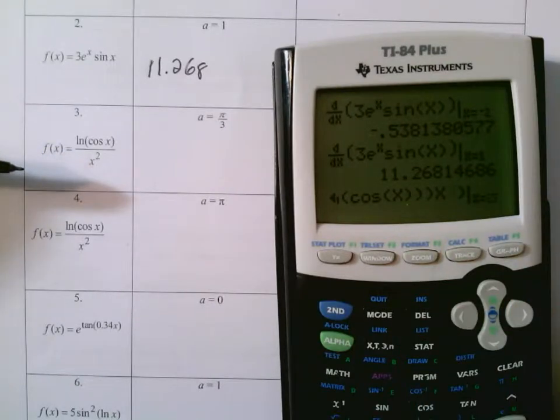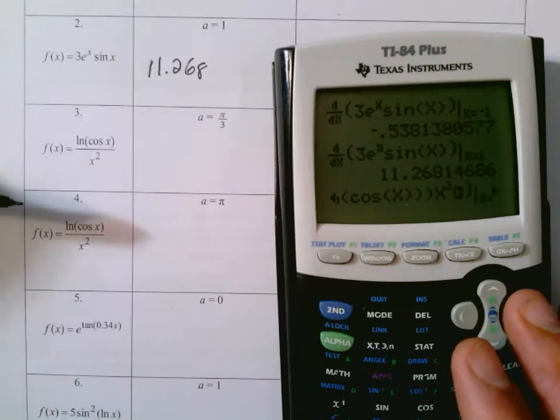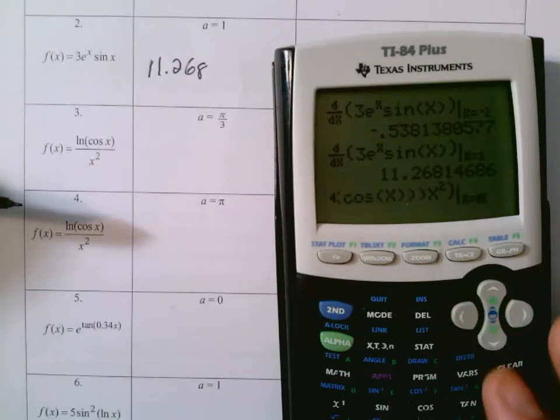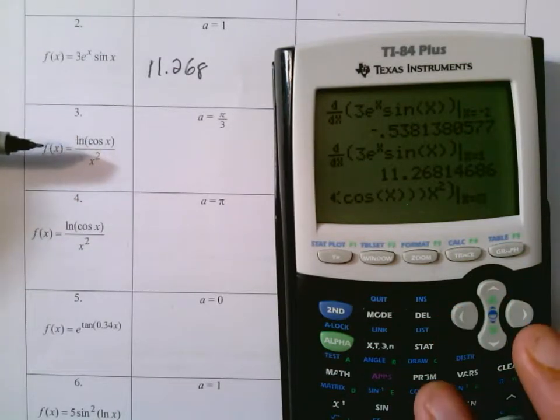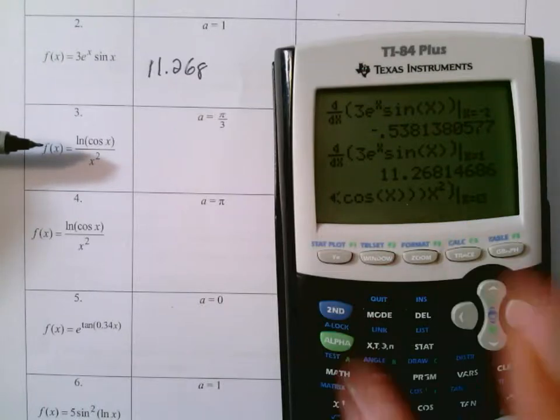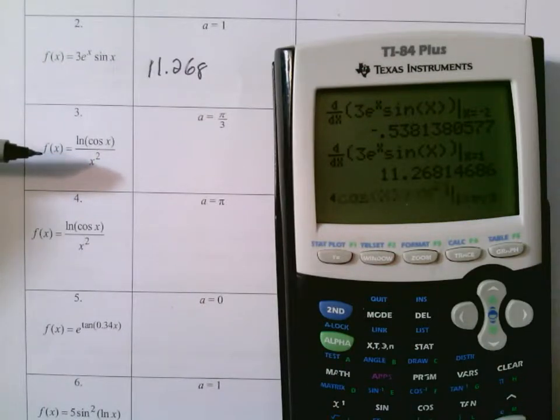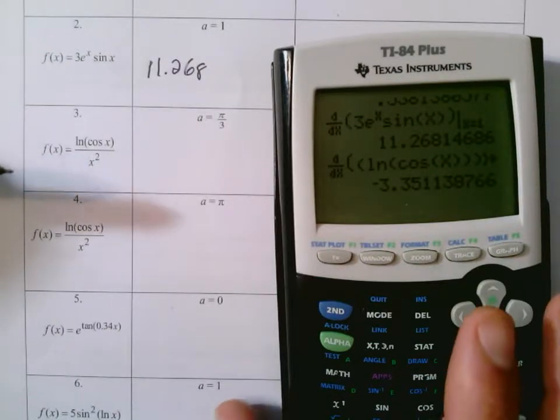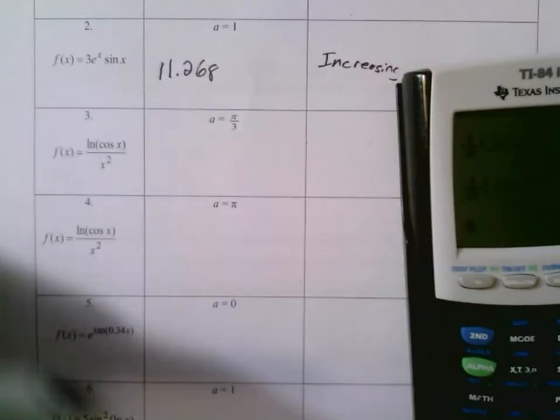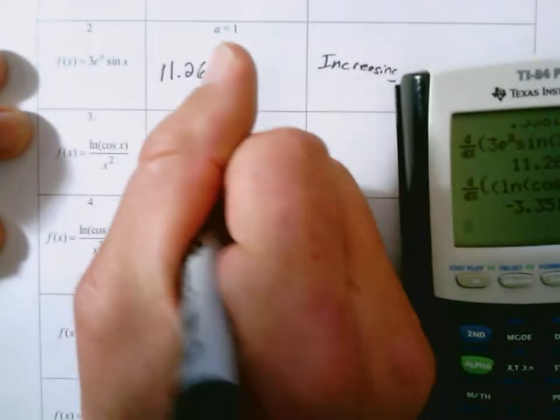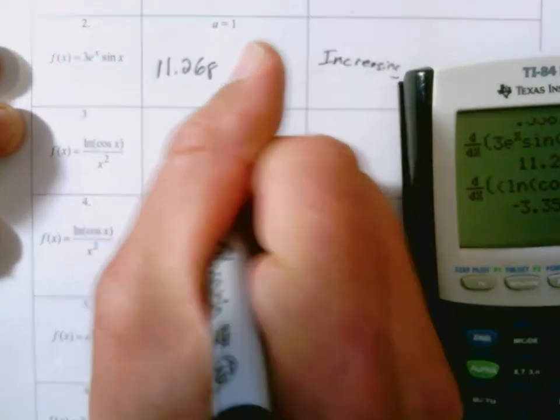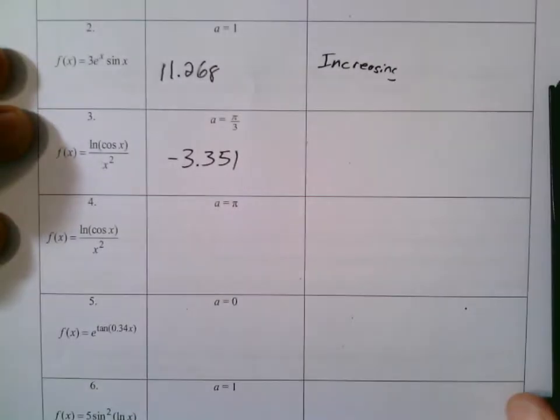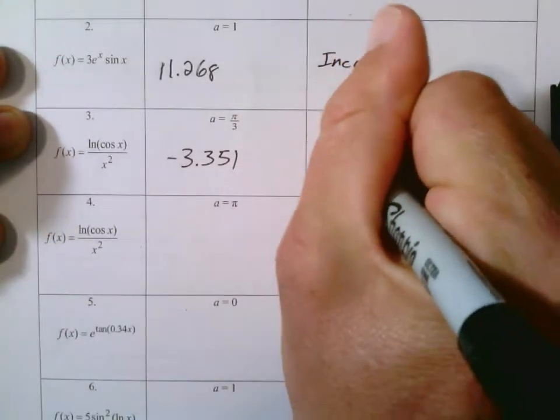Second, insert, square it, and this is as x approaches pi divided by 3. Negative 3.351. Negative 3.351. And that also means that we are decreasing.